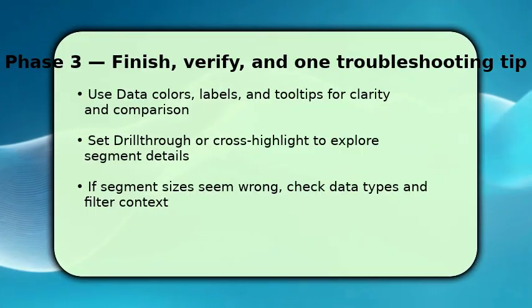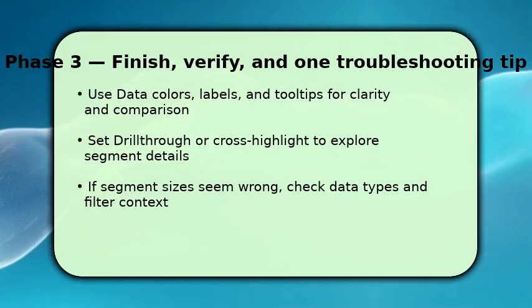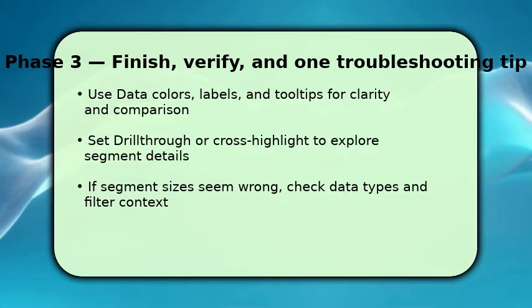Once complete, validate by comparing totals to source tables. If things go wrong, first check data types, hidden filters, and any page-level slicers. These are common causes of unexpected segment sizes.